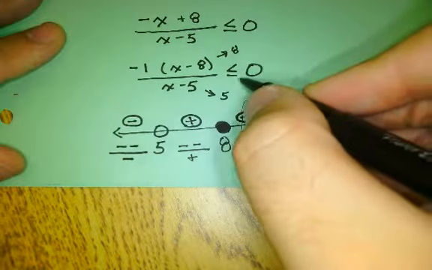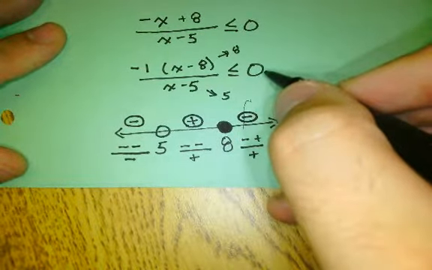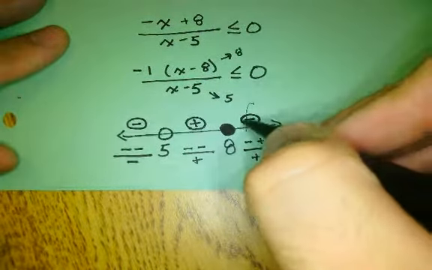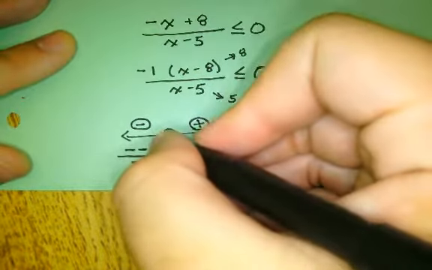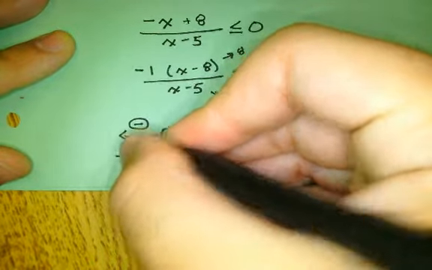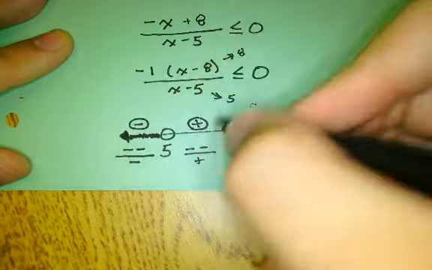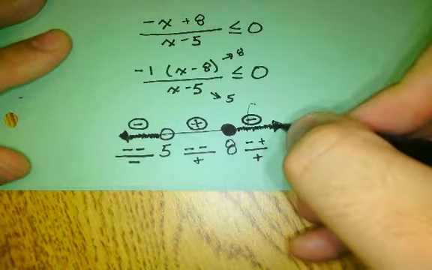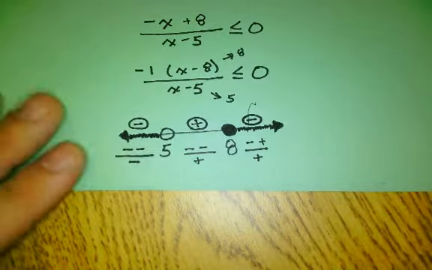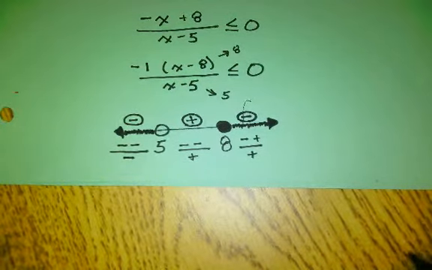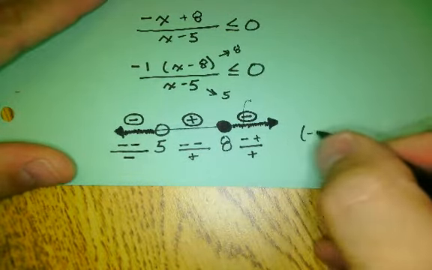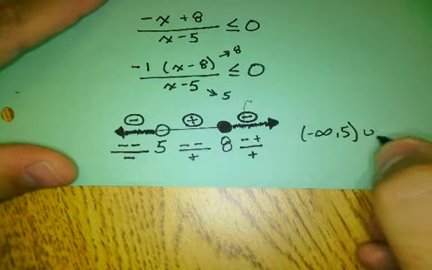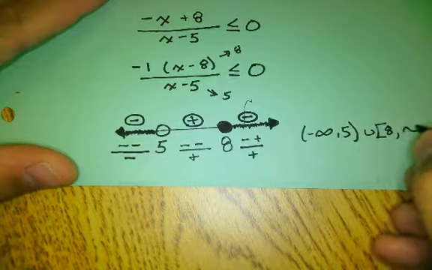Which statement is true? I'm looking for numbers that are less than 0. So the outer ones, so the negatives are true. So what's the answer written as? Negative infinity to 5, bracket 8 union. What?